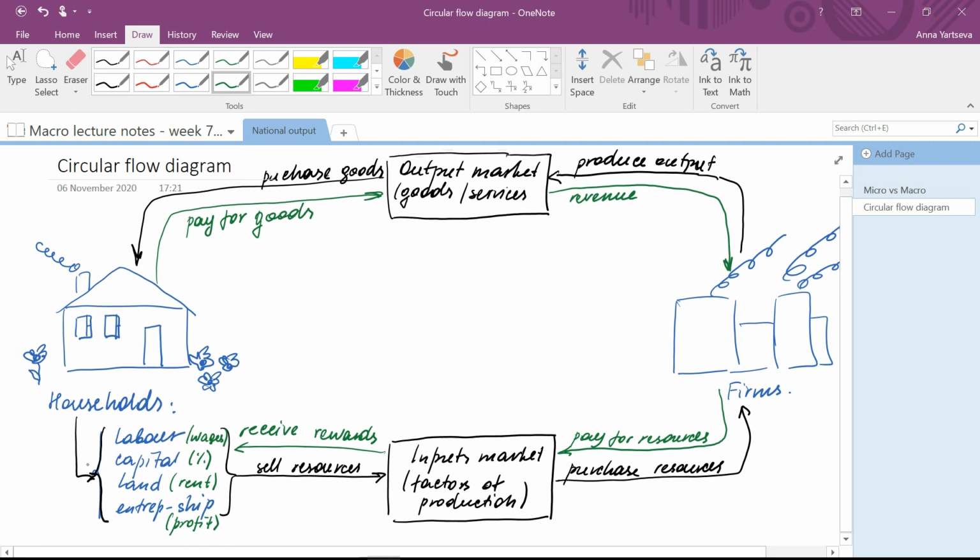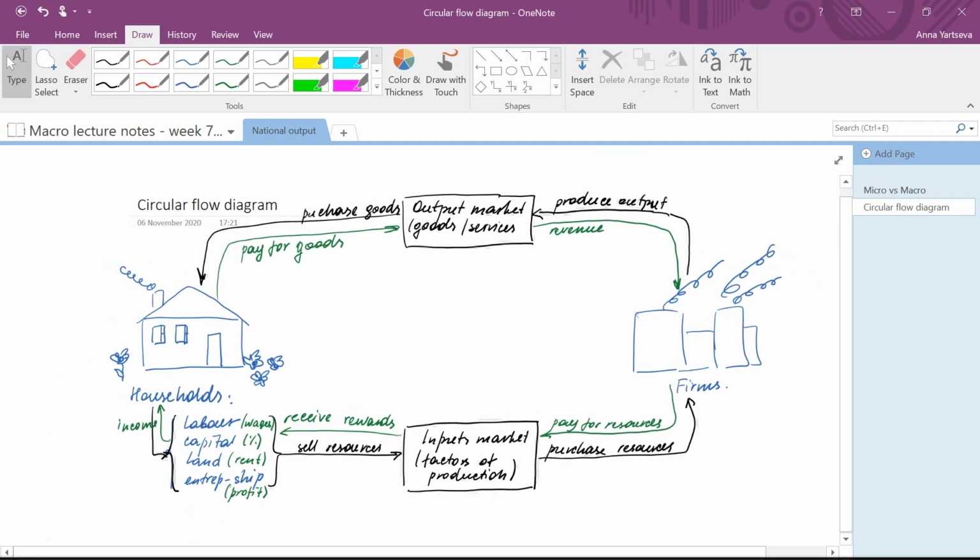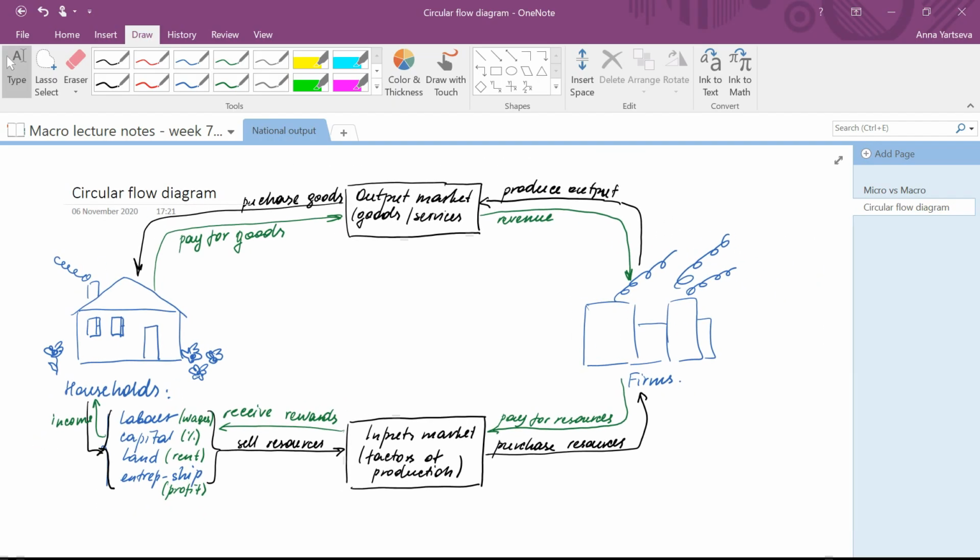And as a result, households will receive this income, and then they will be able to spend this income on goods and services which they want, which completes the second flow in our circular flow diagram. So basically, what do we see here? There are 2 sectors of the economy, households and firms. There are 2 types of markets, output market and input market, and there are flows in this economy in 2 different directions: flow of goods and flow of money. Flow of goods is shown by black arrows, and flow of money is shown in green.